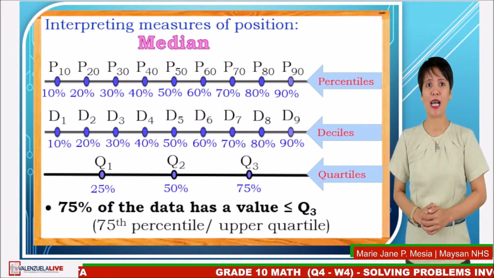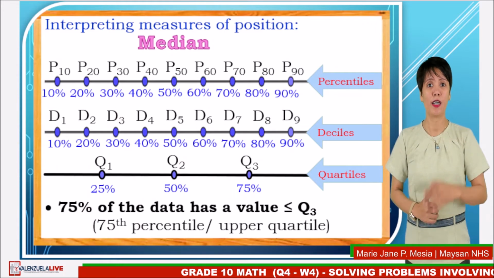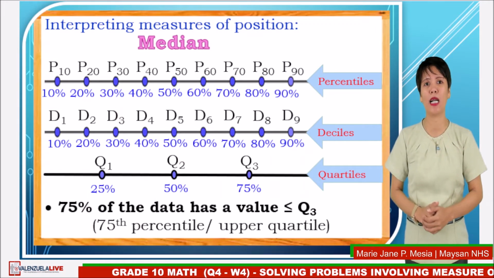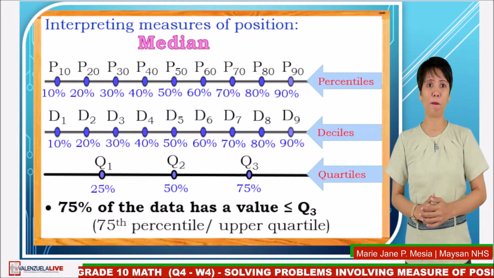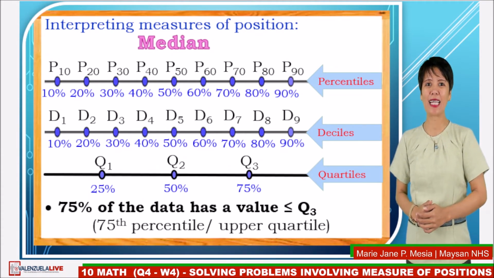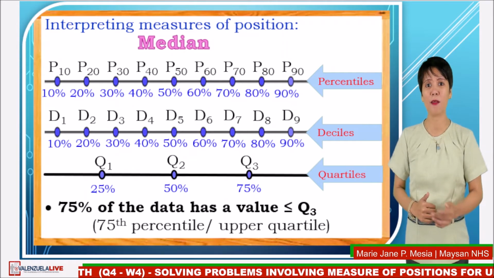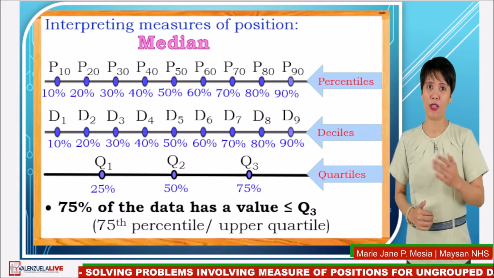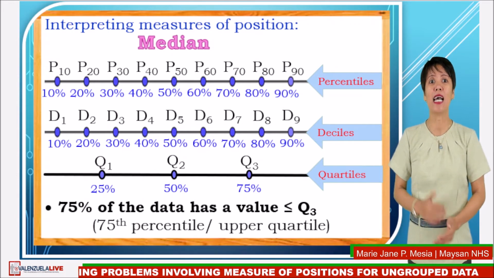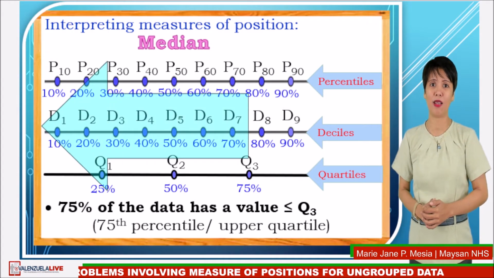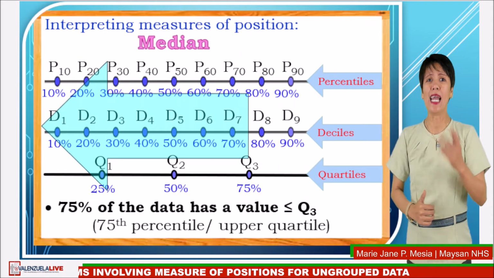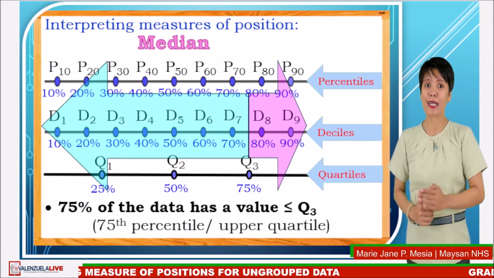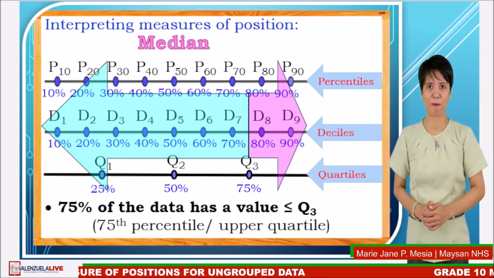75% of the data has a value less than or equal to Q sub 3, the 75th percentile or upper quartile. The upper quartile, P sub 75, separates the lowest 75% from the other 25%. This means that 75% of the data have values less than or equal to P sub 75, and at the same time, 25% of the data have values greater than or equal to it.